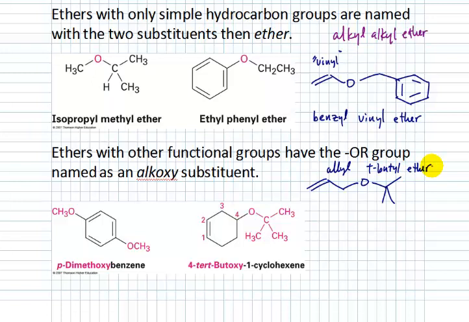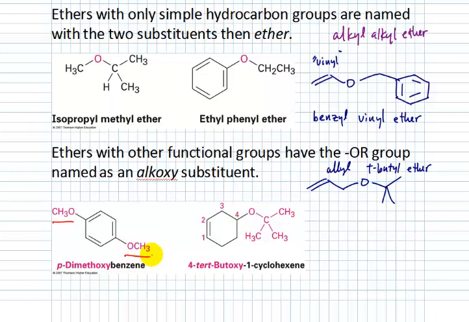If we have any other functional groups present in the molecule, or if we don't just have a simple name for each of the alkyl groups attached, we have to name an OR group as an alkoxy substituent on the rest of the molecule. So in this one, I have two CH3Os opposite each other on the benzene ring. So this is para-dimethoxybenzene. These are methoxy groups here.